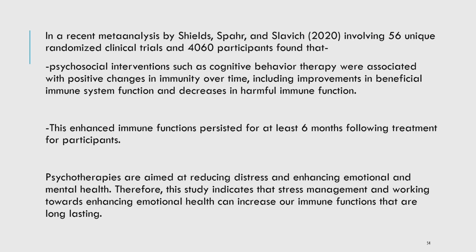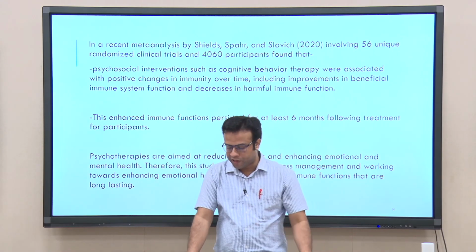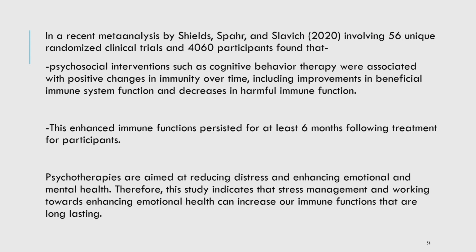So, it indicates that any intervention to reduce stress and increase our mental and emotional health can actually increase immune function, and it is shown by a meta-analysis; many studies point in that direction. And this enhanced immune function is not short term, it persisted for at least 6 months following those treatments for participants. So, it is a long lasting effect also. Generally, these psychotherapies are aimed at reducing stress and enhancing our emotional and mental health, and such interventions not only promote our mental and emotional health, they also increase our immune functions in terms of physical health. Therefore, these studies indicate that stress management and working towards increasing our emotional health can increase our immune functions, and these effects could be long lasting also.